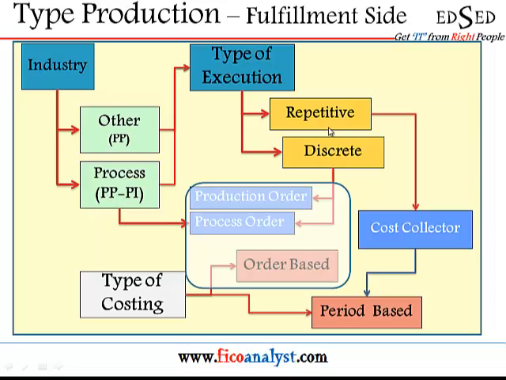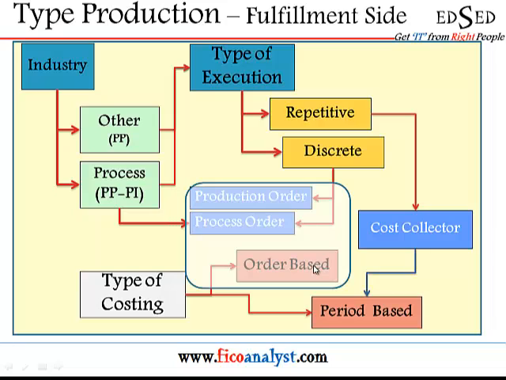The difference between repetitive and discrete is that discrete manufacturing contains a specific quantity that you are going to produce, whereas repetitive manufacturing is continuous production disregarding a particular lot size. So when it comes to SAP type of execution, SAP uses discrete manufacturing with two types of orders, production order or process order. The process order is used in the process industries, PP-PI, and production orders are used other than PP-PI, which is basically the PP module.